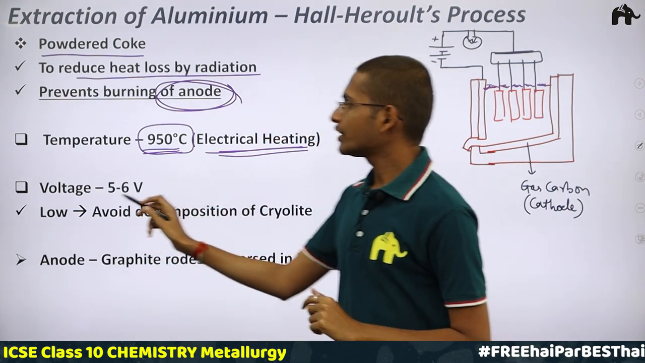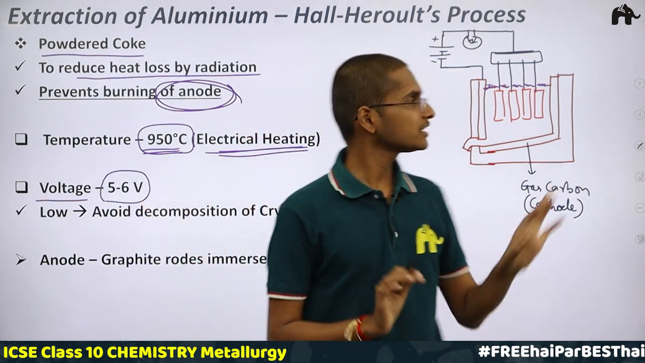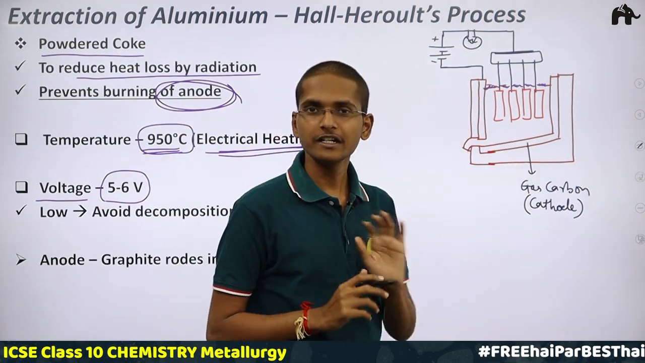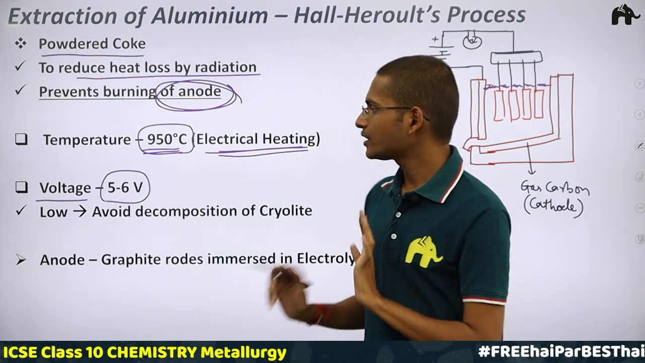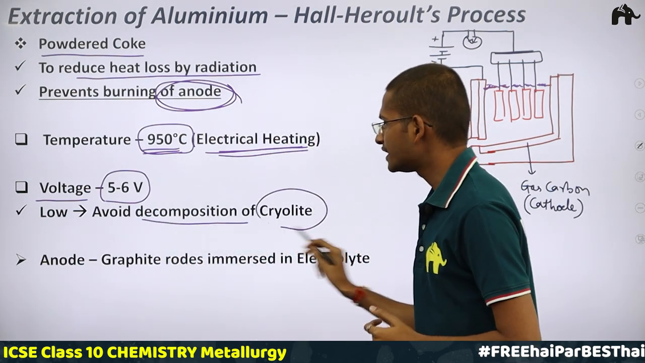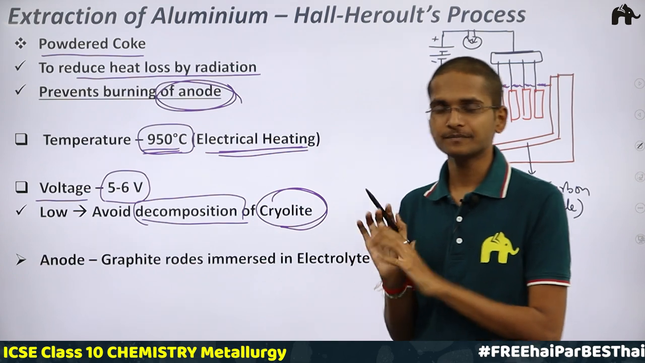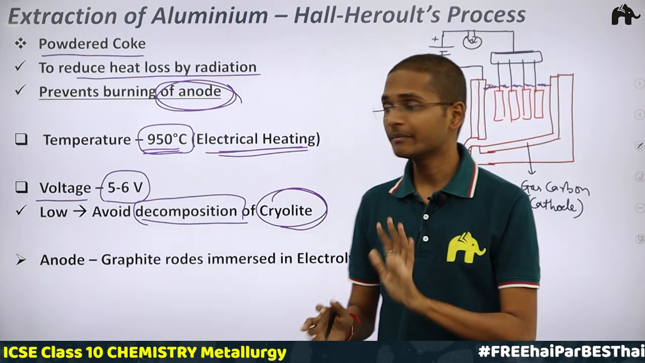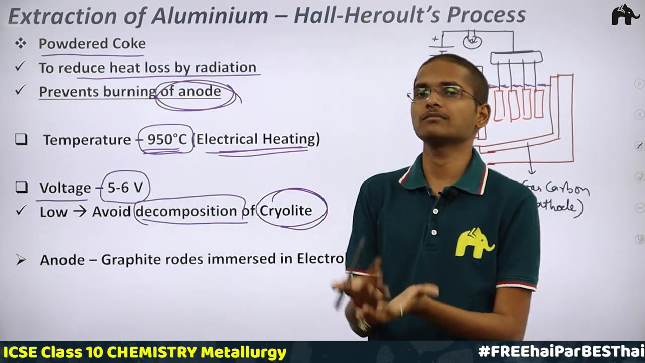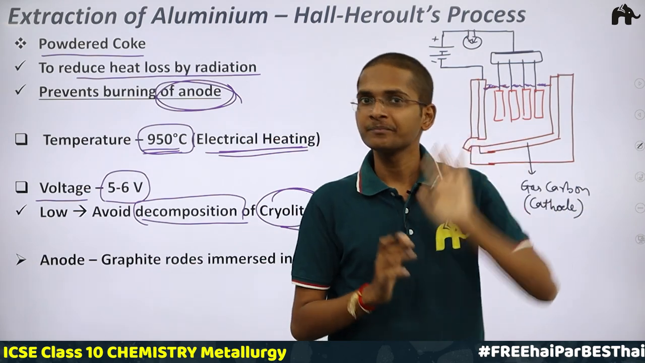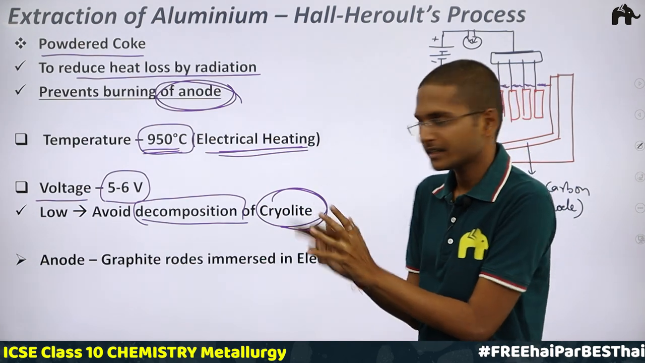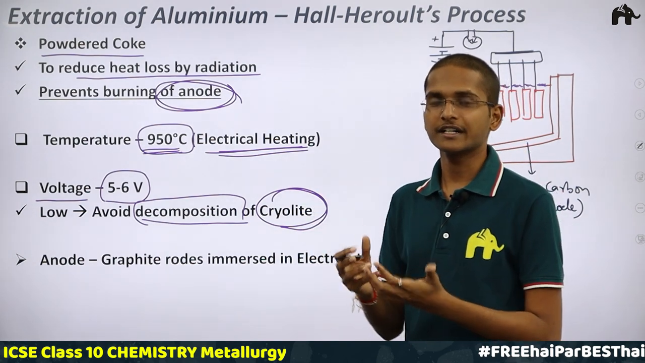And voltage: we need to supply the electric current, right? Until and unless we supply the electric current in electrolysis, the reactions won't take place. So for supplying the electric current, we are using a voltage of 5 to 6 volts, and it is kept low. Why? Because we don't want our cryolite to get decomposed. If it gets decomposed, then again our alumina would not melt at 950 degrees Celsius. It would need the temperature to go higher, to 2000 degrees Celsius, and at that time we know the problem: the aluminium which we would obtain would get vaporized, right? So this should not happen. That's why we are keeping the voltage low, so that our cryolite remains intact, it doesn't decompose, and our problem is not getting worse.